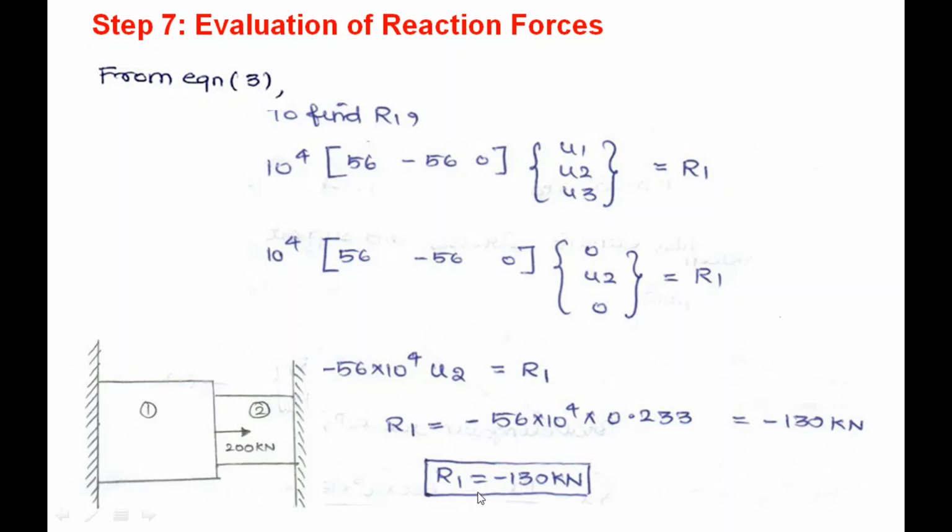So why are we getting the negative symbol? The negative symbol denotes the assumed direction is wrong. That means the reaction force R1 is acting opposite to the assumed direction. The assumed direction is left to right. So since it is negative, we have to take that the reaction force is acting from right to left.